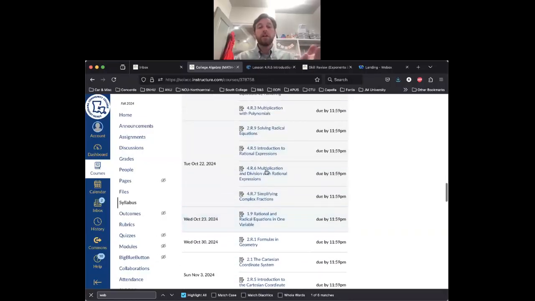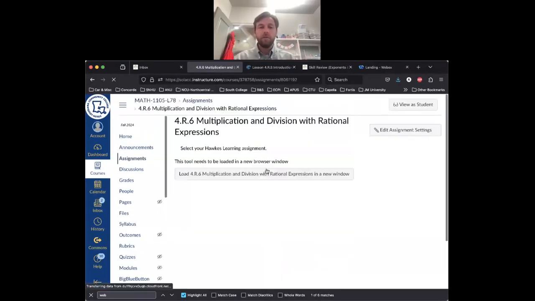So now let's look at the multiplication and division. Funny enough, the division 4.R.6 and 4.R.7 are actually very similar. The processes are going to be almost the same. It's just they look a little different, but they'll be near the same.